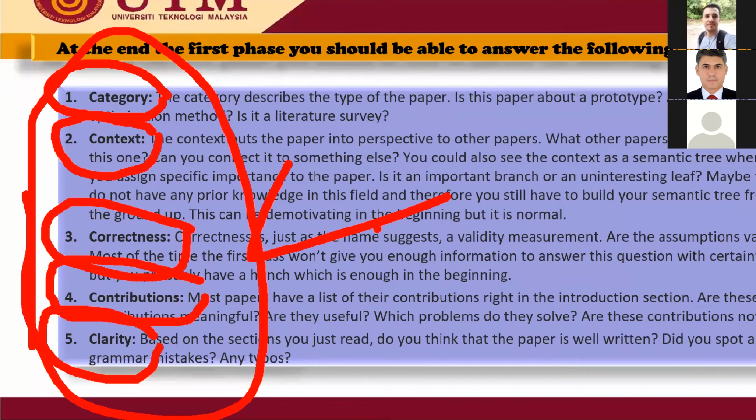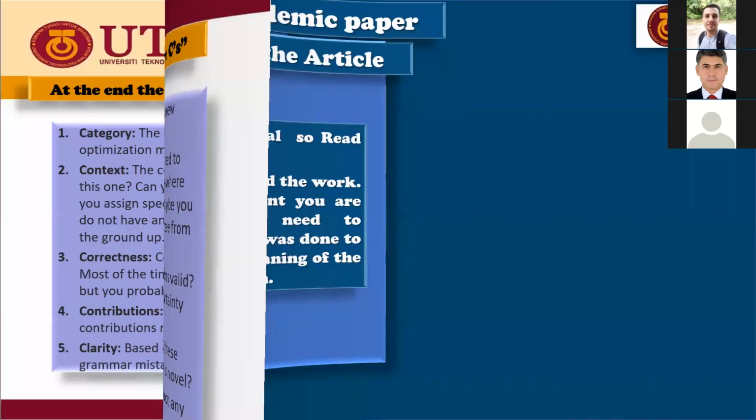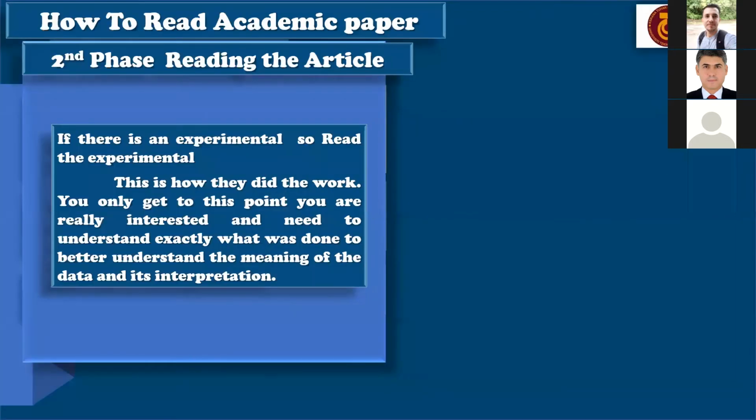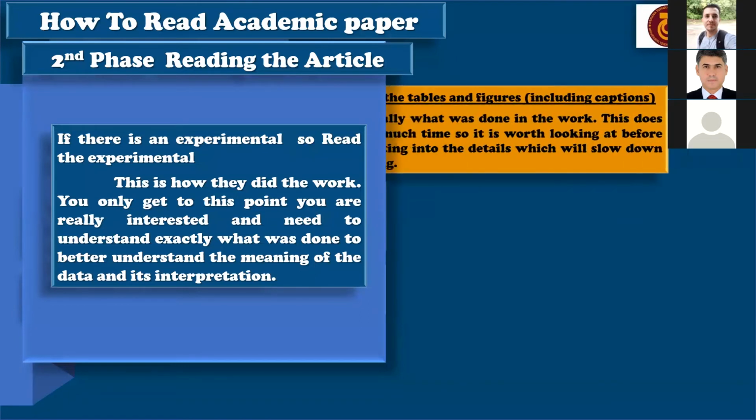If you successfully pass the first phase and you see this paper is suitable for you, this paper is near your field, and you are interested in it, come to the second phase. The second phase is reading the article. If it is experimental, read the experimental section. This is how they did the work. You only get to this point if you are really interested and need to understand exactly what was done, to better understand the meaning of the data and its interpretations.